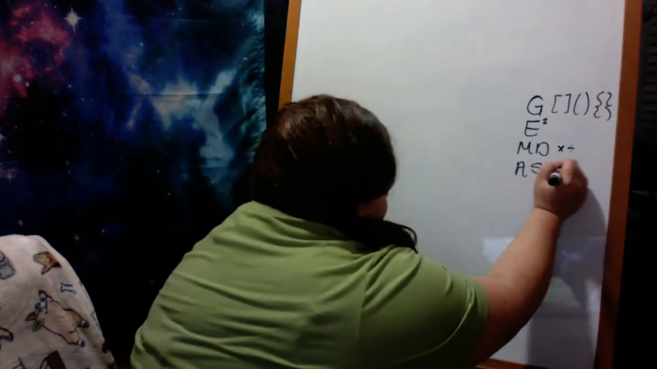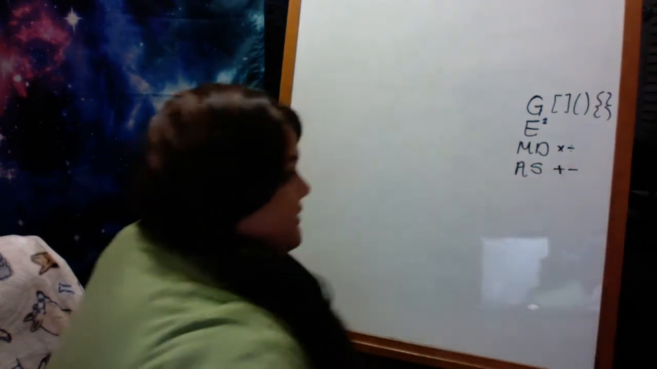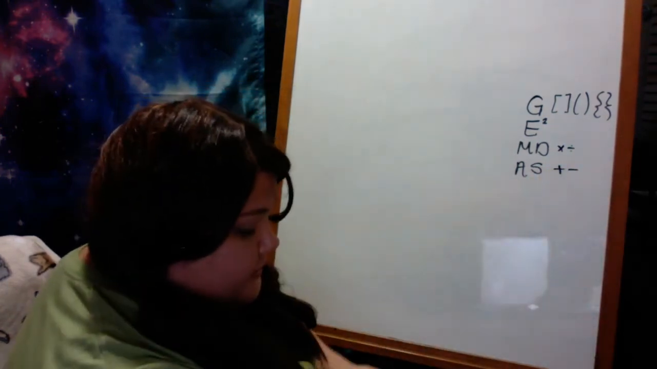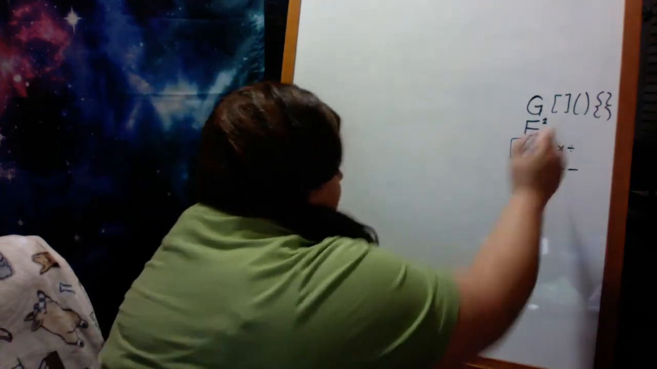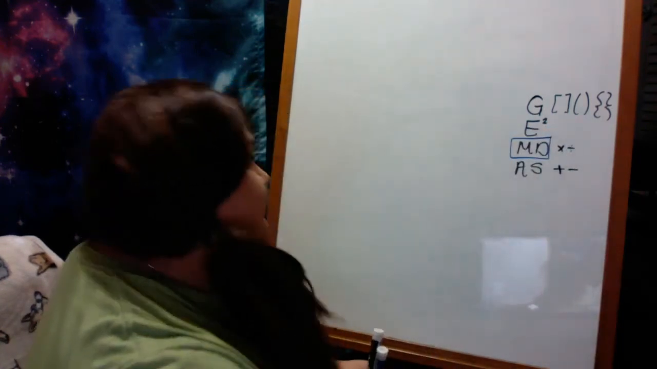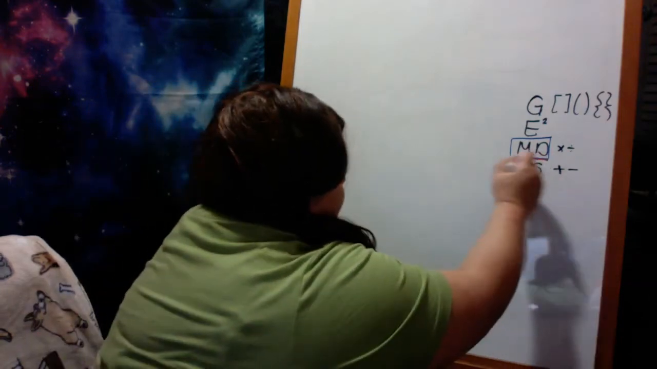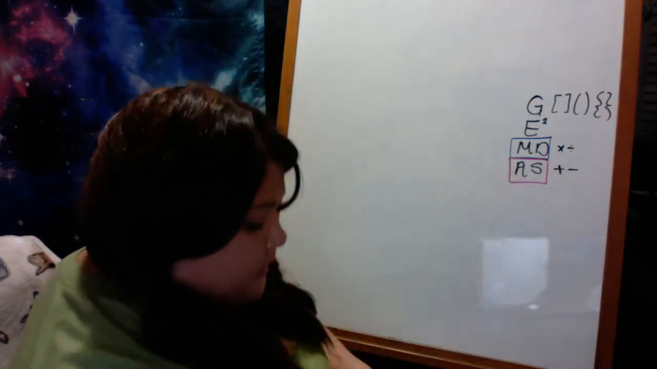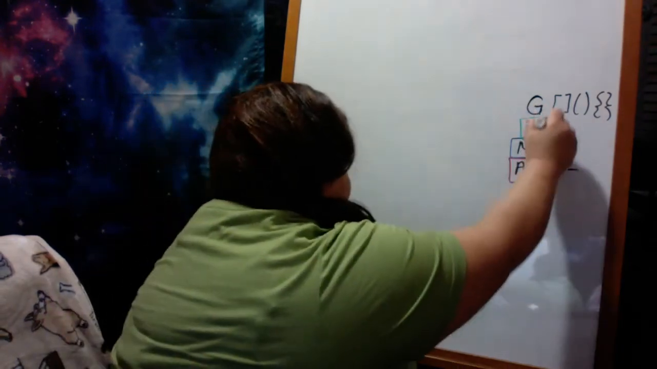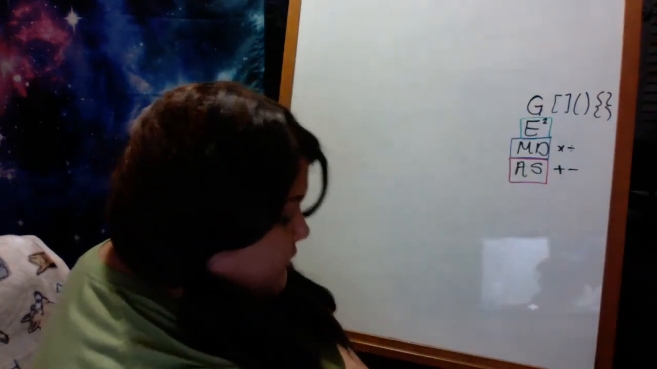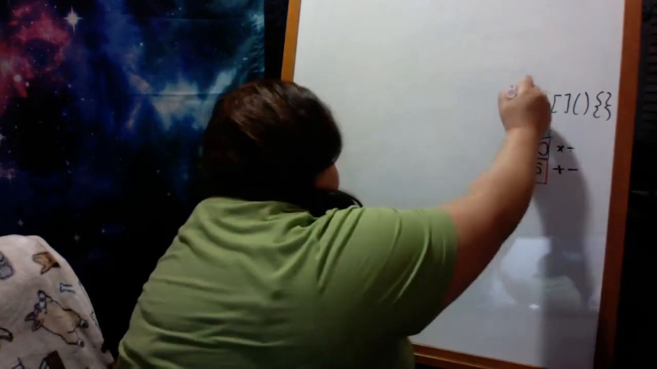Same with addition and subtraction. It's not always addition. It's whichever one comes first. So I'm actually going to color code because you guys know how colors keep me organized. So those two go together. Those two go together. Exponents is on its own. And groups always go first.